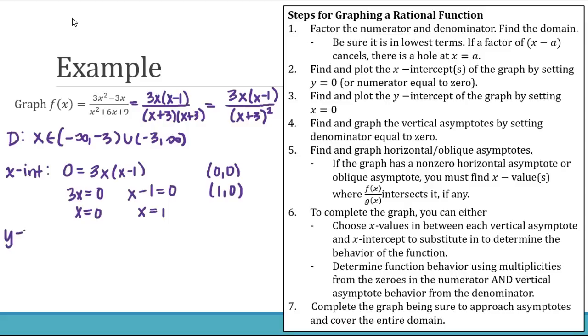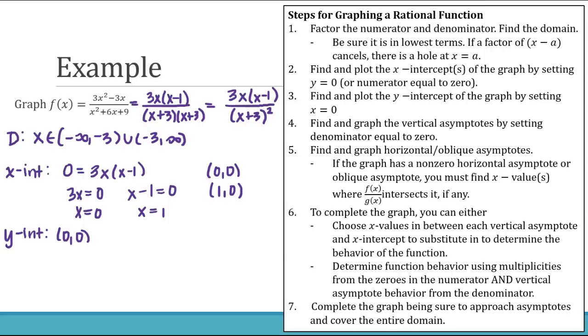To find my y-intercept, remember I let x equal 0. Well, if I let x equal 0, that means the entire numerator will be 0, and the denominator will be 9, so my y-intercept is just (0, 0), which we already had from finding the x-intercept.